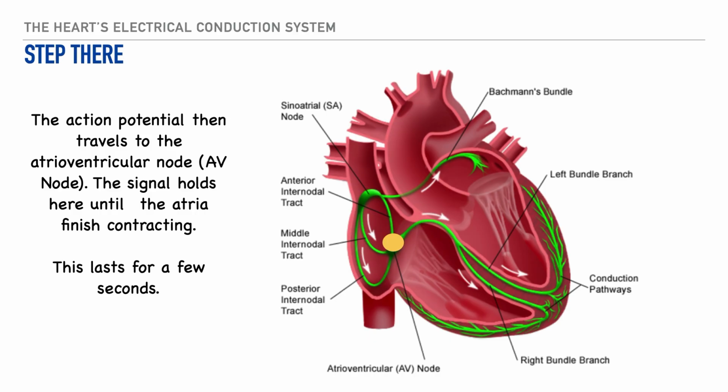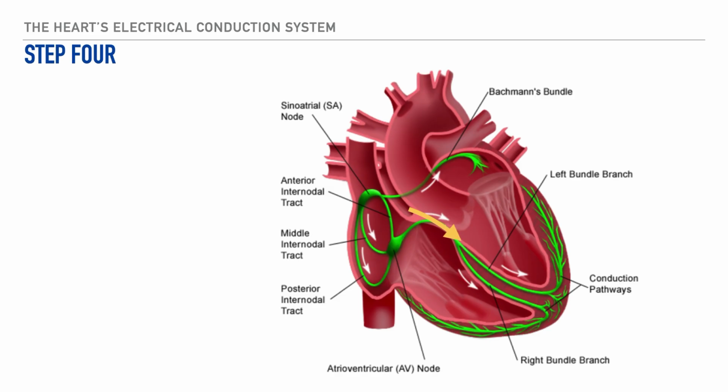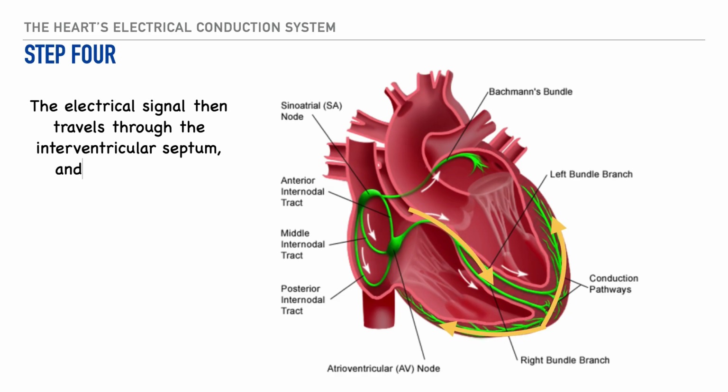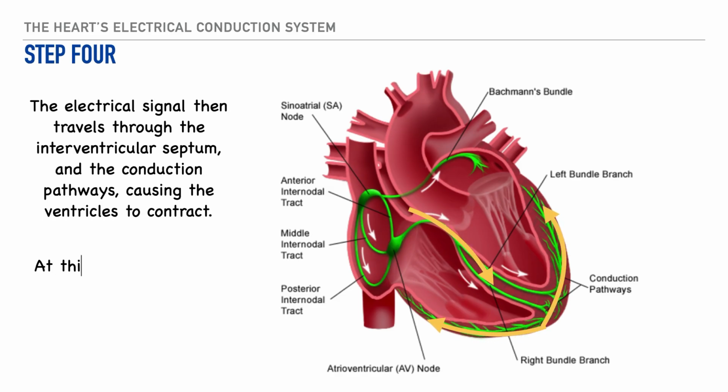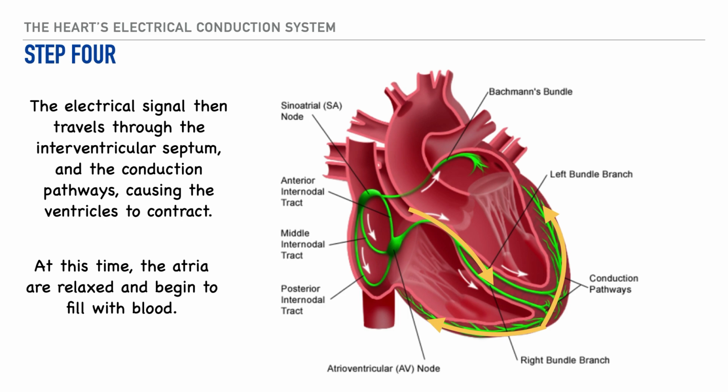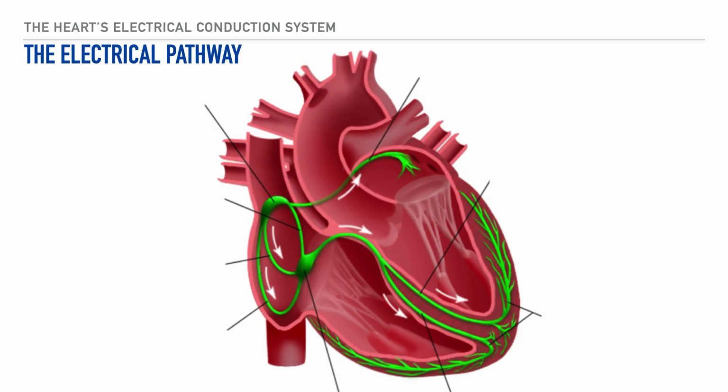And from here, the action potential travels to the atrioventricular node. And as mentioned earlier, the AV node's job is to intentionally hold the electrical signal here. And this happens allowing the atria to finish contracting, and this lasts for a few seconds. Next, the electrical signal travels through the interventricular septum and to the conduction pathways, causing the ventricles to contract. And it's at this time that the atria are relaxed and begin to fill with blood. So here's a brief semi-animation of how this process takes place.